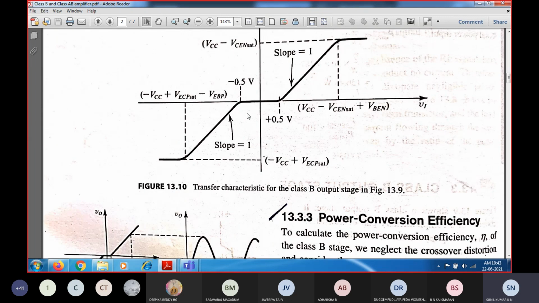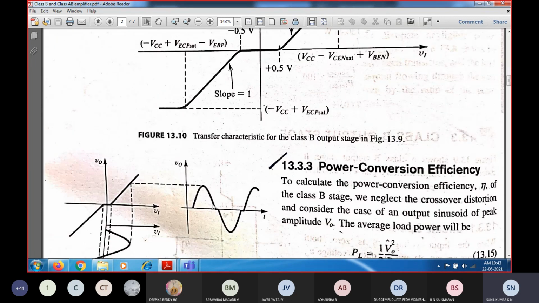So this deadband results in a crossover distortion in the class B amplifier. This is the major drawback in the class B amplifier with the complementary emitter follower. So the complementary amplifier for the class B amplifier is considered. Crossover distortion is the major drawback.